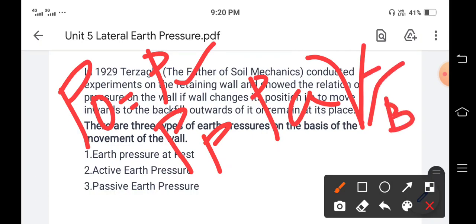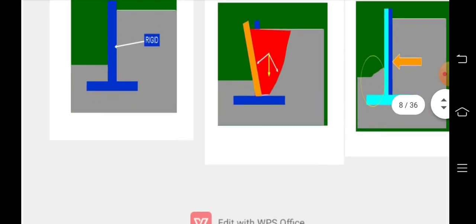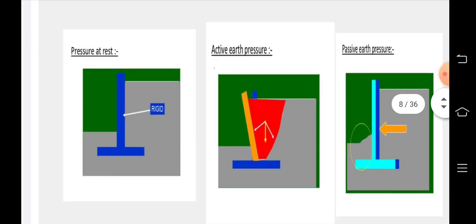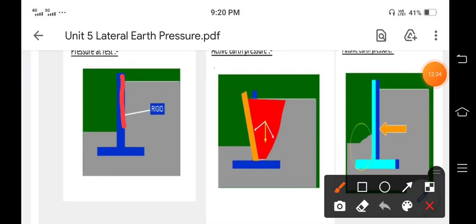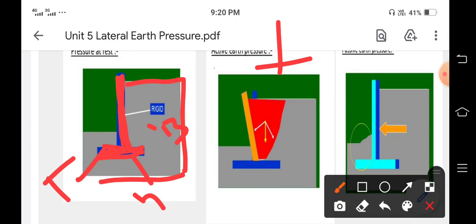So this is our backfill, this is our wall. This is the rest condition, this is the active, this is the passive condition. In this diagram we can clearly show the first condition, that is the earth pressure at the rest condition. This is the wall, this is the retaining wall, and this is the footing of the wall, which is called the toe. This portion is called the heel, and this is called the backfill, the soil. Due to the application of this soil pressure, the wall is kept at its original position and cannot be moved. This is called the rest pressure.